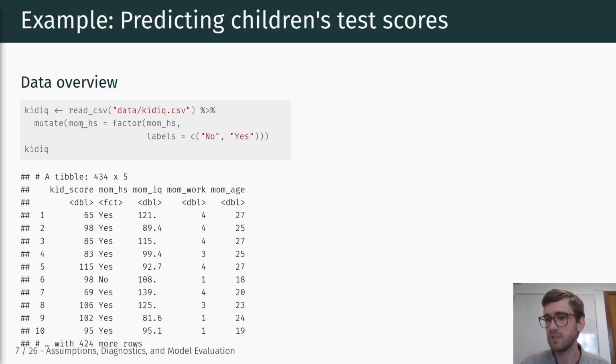The only thing I'm doing here in terms of recoding is changing the mom_HS variable, which is a dichotomous indicator equal to 1 if the mother has a high school degree and 0 if the mother does not have a high school degree. From that numeric dummy indicator, I'm just changing this to a factor that is either no or yes, which will be useful later on just for plotting purposes.